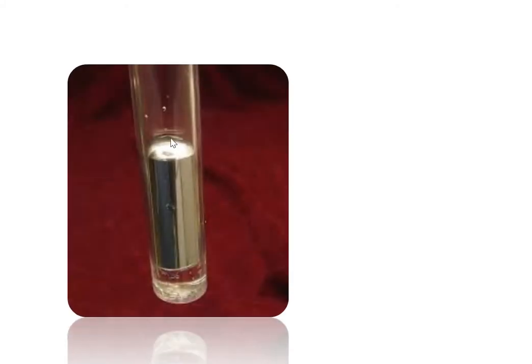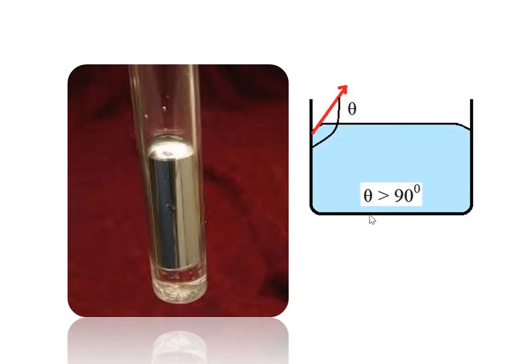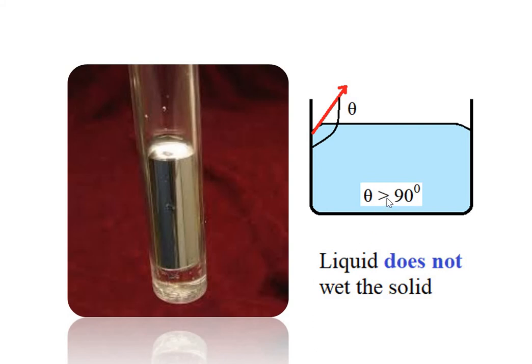See in the image, this is mercury filled in a glass tube. When theta is greater than 90 degrees, that means the angle of contact is obtuse, the liquid does not wet the solid. The example is mercury. So there are 3 types depending on the angle of contact: the liquid completely wets the solid, partially wets the solid, and does not wet the solid.